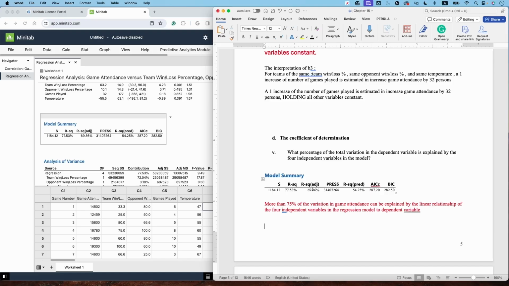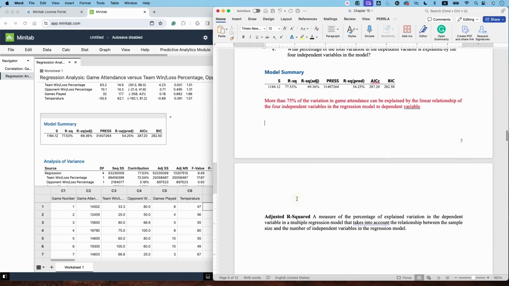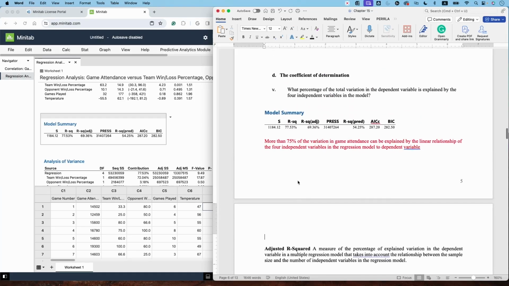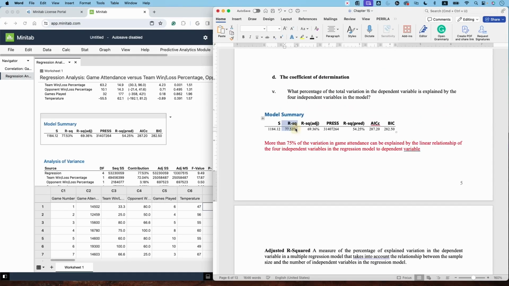It's a measure of the percentage of the explained variation in the dependent variable in a multiple regression model that takes into account the relationship between the sample size and the number of independent variables in the regression model. The problem with R squared, by the way, is as the number of independent variables increases, the R squared is automatically going to increase. This is from the formula itself, okay? So it's always going to increase, so this is not an accurate measure.